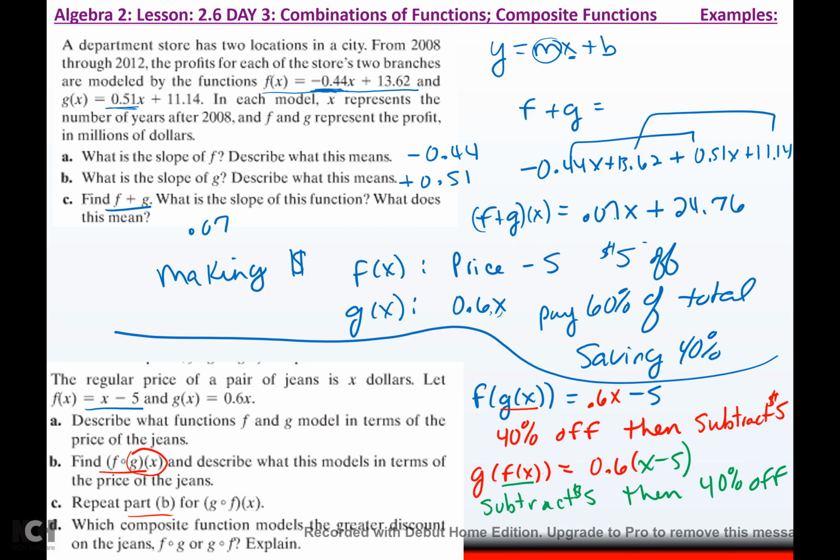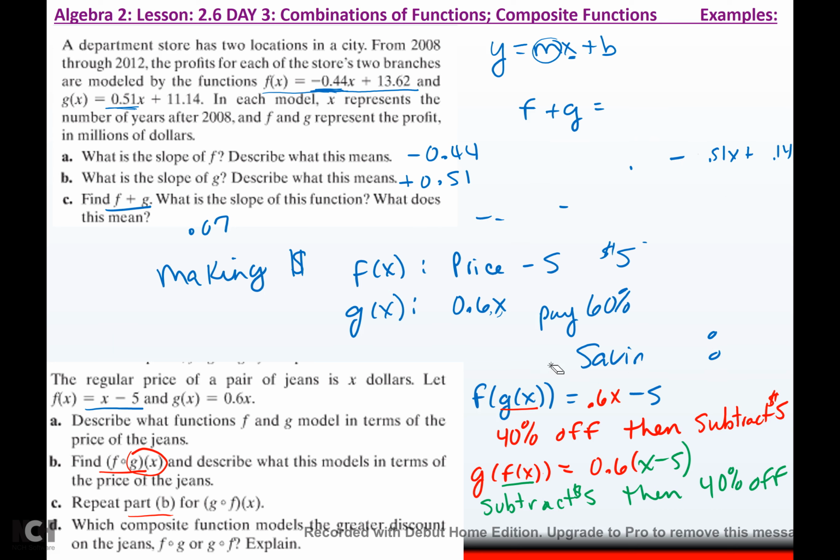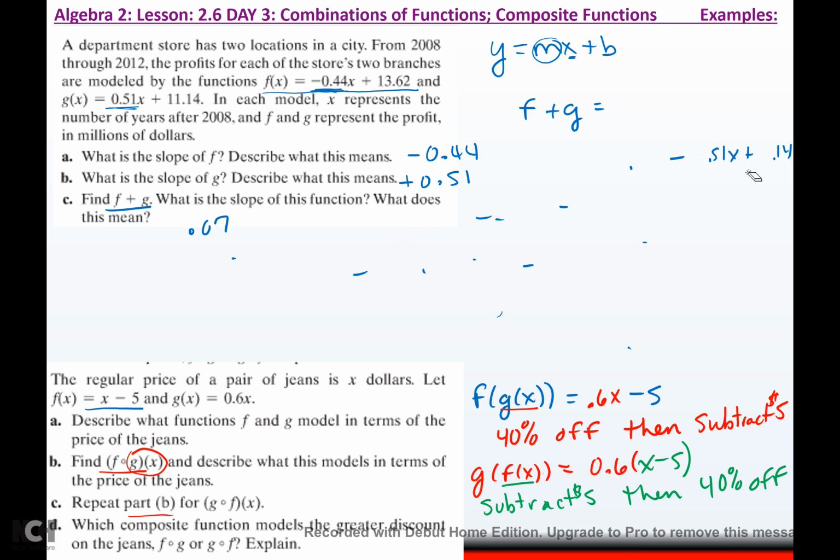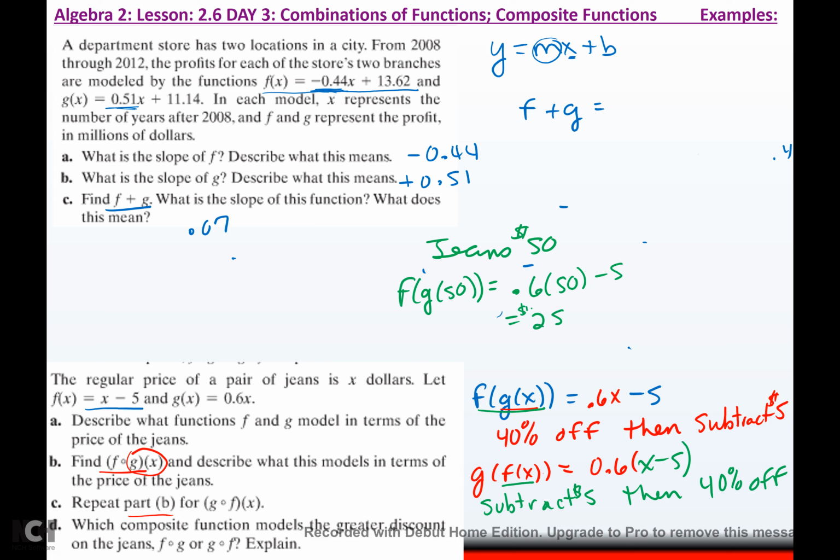Okay, it says which composite function models the greater discount on jeans, f of g or g of f? Well, I need more room. Let's pick a price for a pair of jeans and see which gives us the better savings. Let's say that our jeans were 50 bucks. If I follow f of g of x, I'm going to take g of 50. That's going to say 0.6 times 50 minus 5, which is going to be 25 bucks for the jeans.